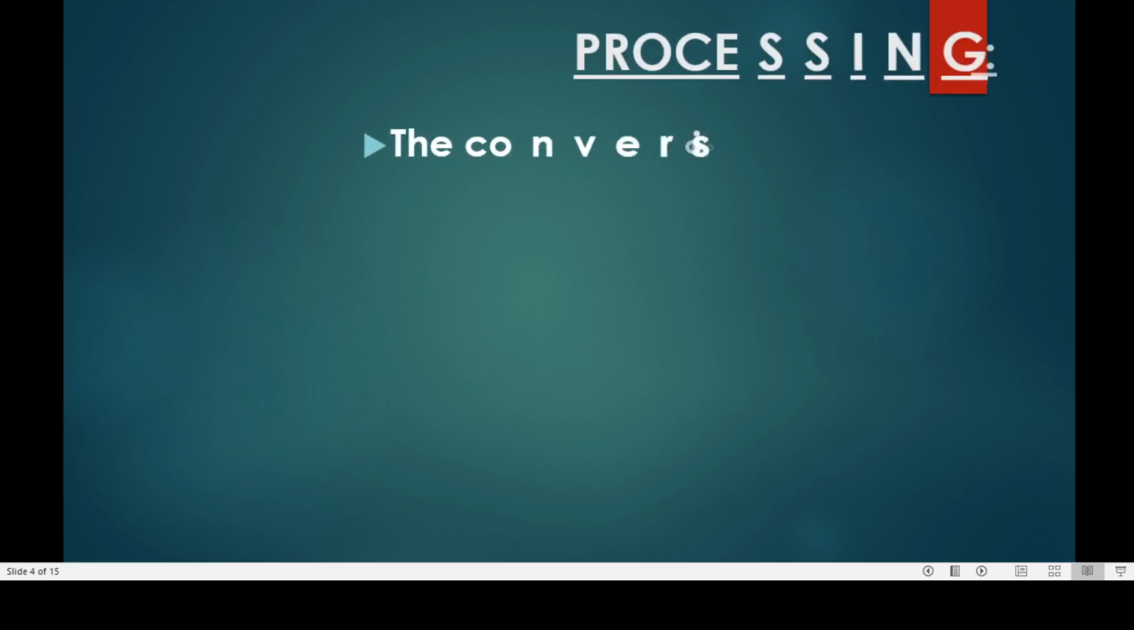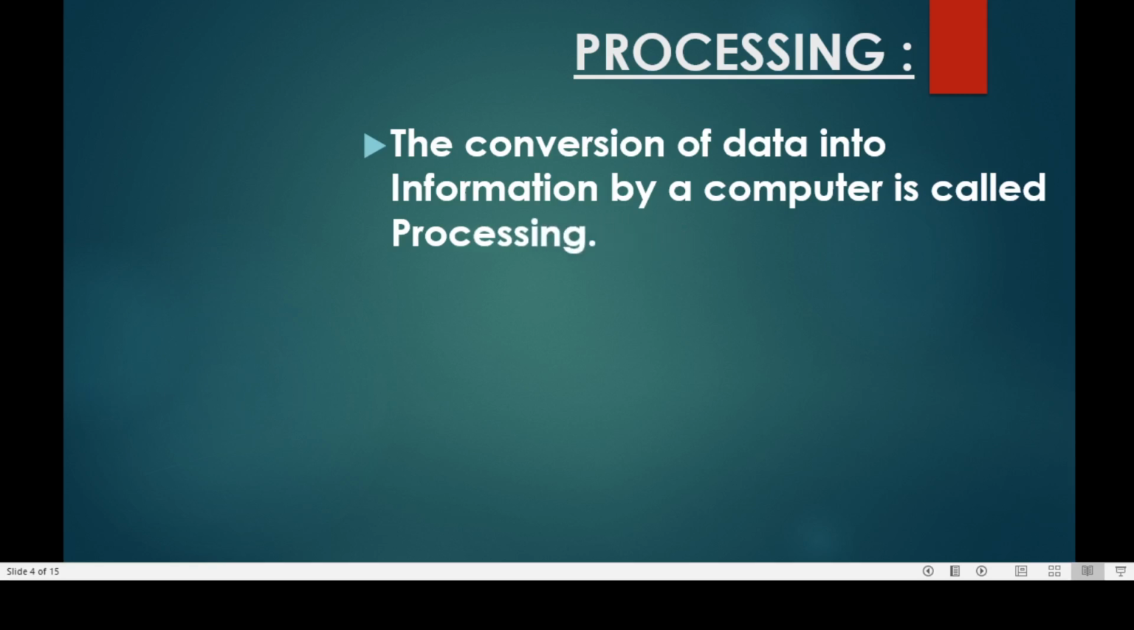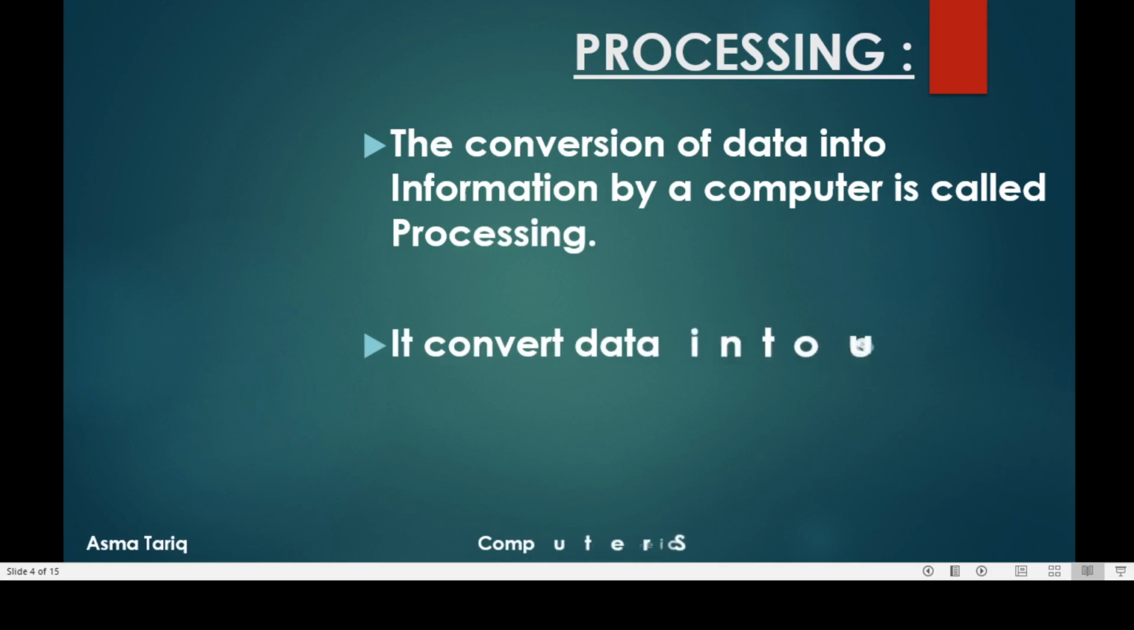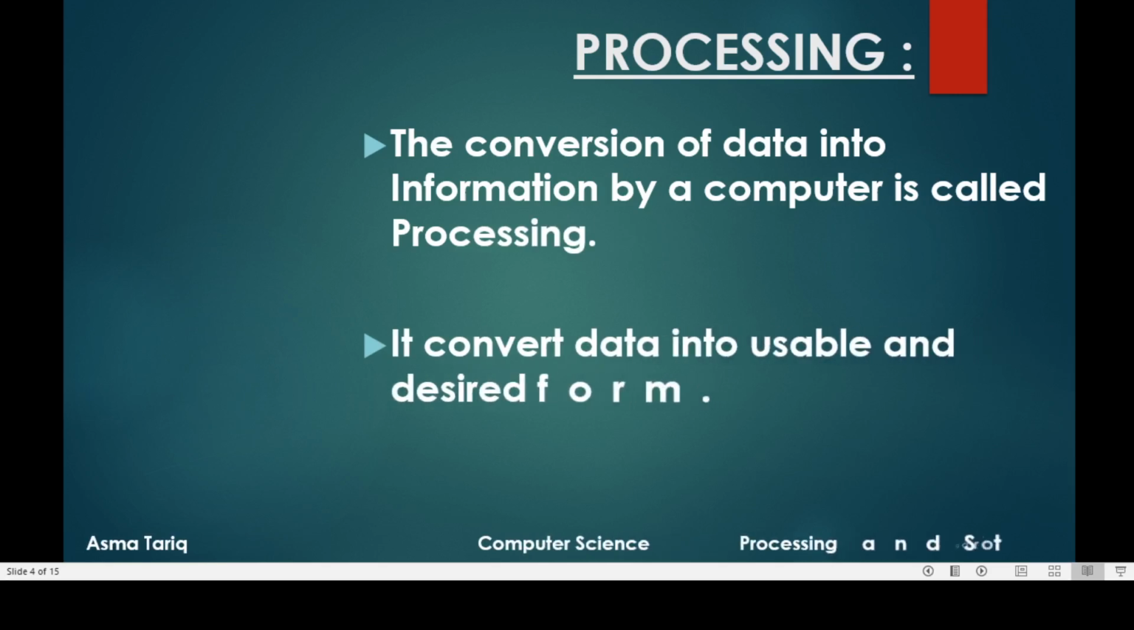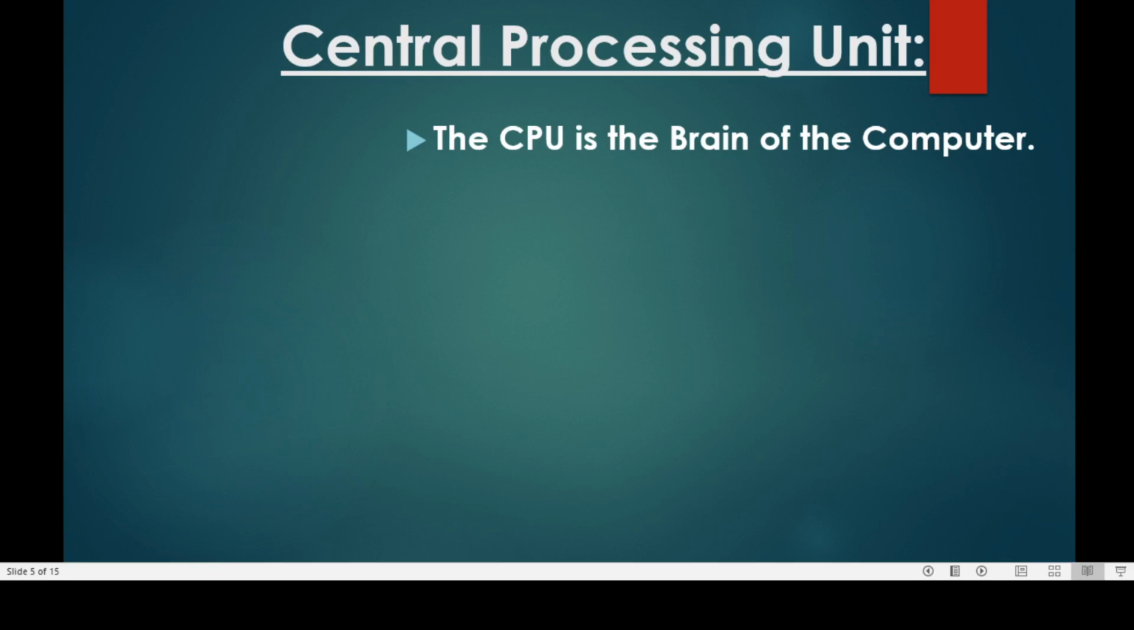Let's start with the term processing. What is processing? The conversion of data into information by a computer is called processing. It converts the data into usable and desired form. Data travels in the computer along circuits. A circuit board is a flat surface on which circuits are laid out.